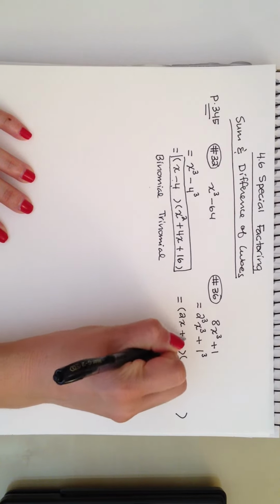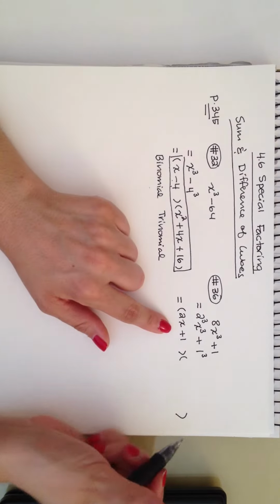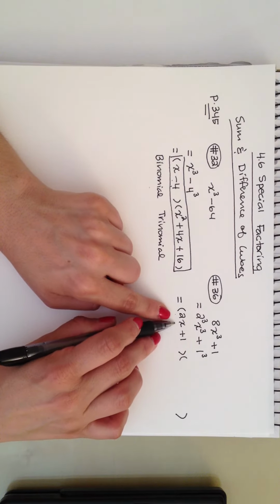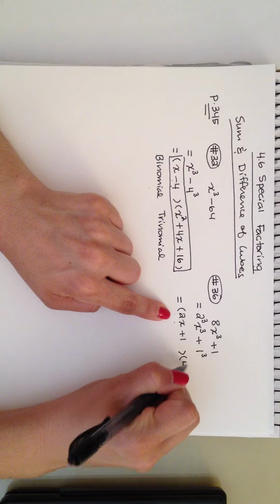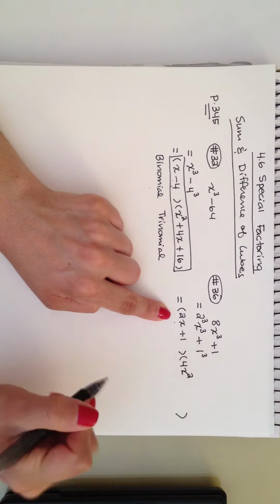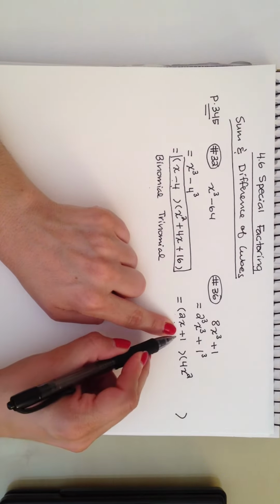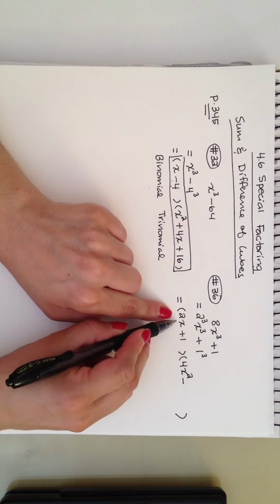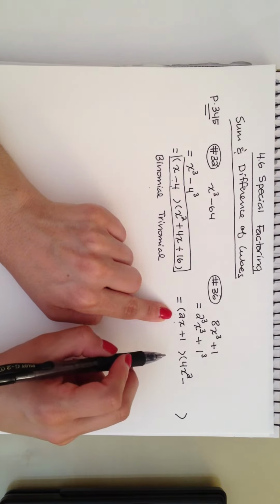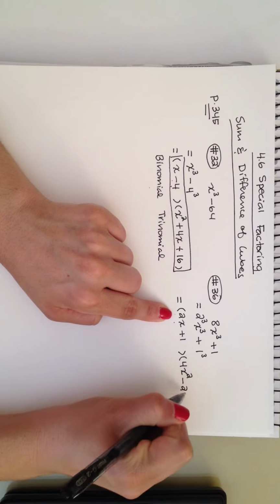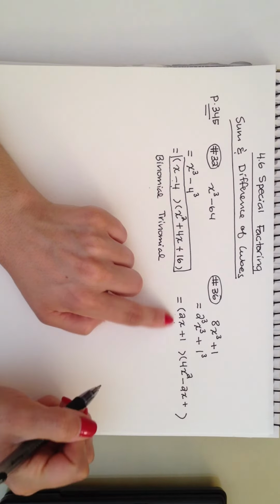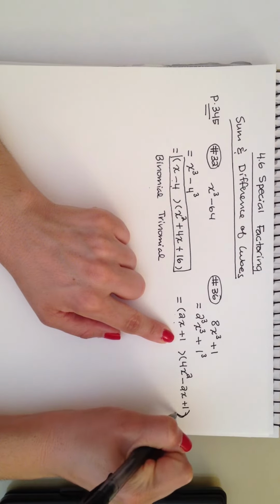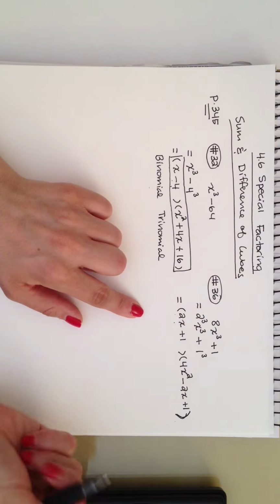2x plus 1. Second parentheses, square the first term. Square the 2, square the x. 4x squared. Opposite sign, that's a plus. Opposite sign is a minus. Multiply the 2 terms together without the sign. 2x, plus square the last term, 1. And now we're completely factored.